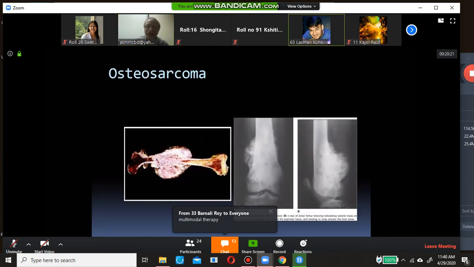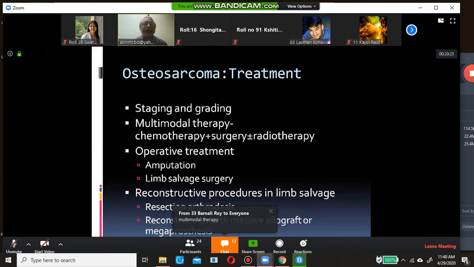Sir, multimodal therapy. Good. Multimodal therapy. And what is that? Chemotherapy, surgery, plus chemotherapy, minus surgery, radiotherapy. In fact, radiotherapy is not routinely used. Chemotherapy and surgery is good enough. And how do you give the chemotherapy? Sir, chemotherapy as a neoadjuvant. Yes.